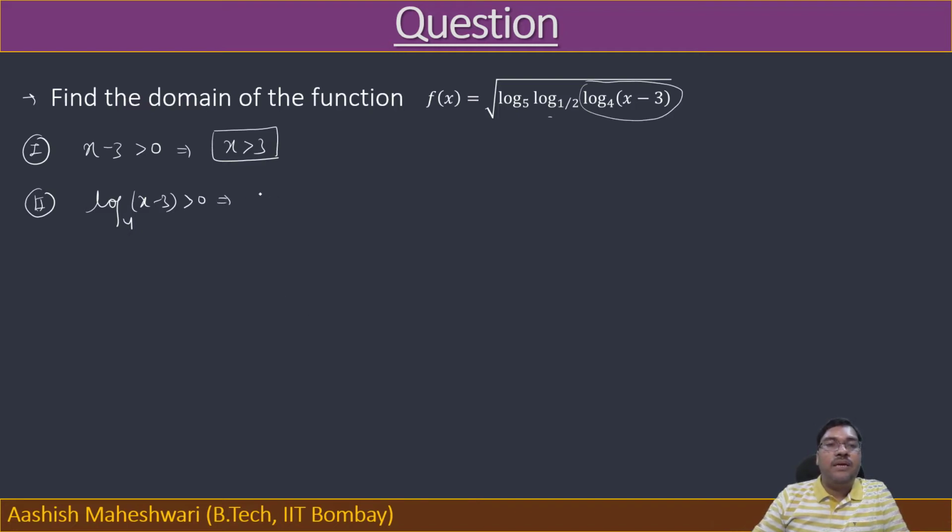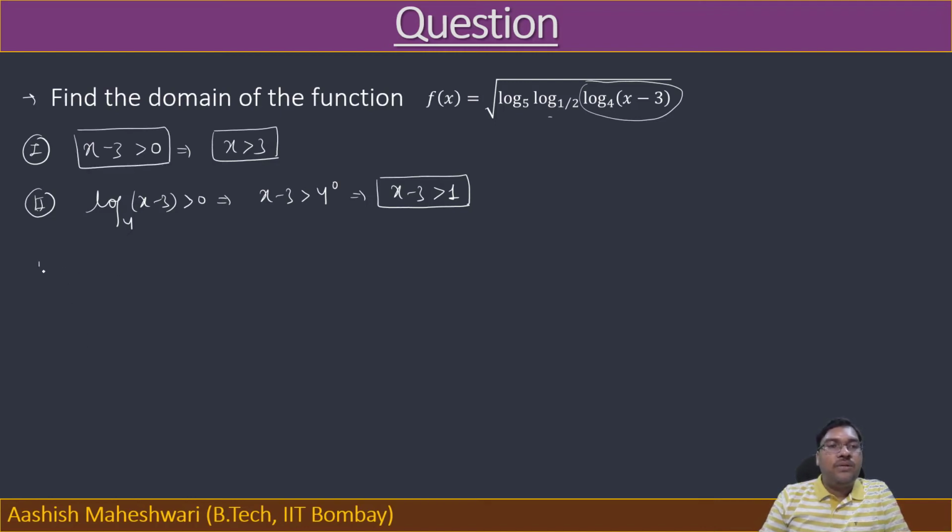So what does this imply? x minus 3 should be greater than 4 raised to 0. Why 4 raised to 0? This is 4 raised to 0, right? Now the sign of inequality remains the same because the base is greater than 1. So x minus 3 should be greater than 1. Correct? So I'll just write these inequalities, then the solution we will write in the final step.